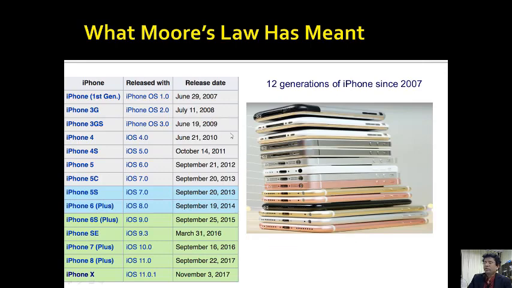If you look at another view of what Moore's law has meant, we have 12 generations of iPhone since 2007. So you can see 10 generations, right from iOS 1.0 to 11.0.1. So there are multiple versions in the same year.